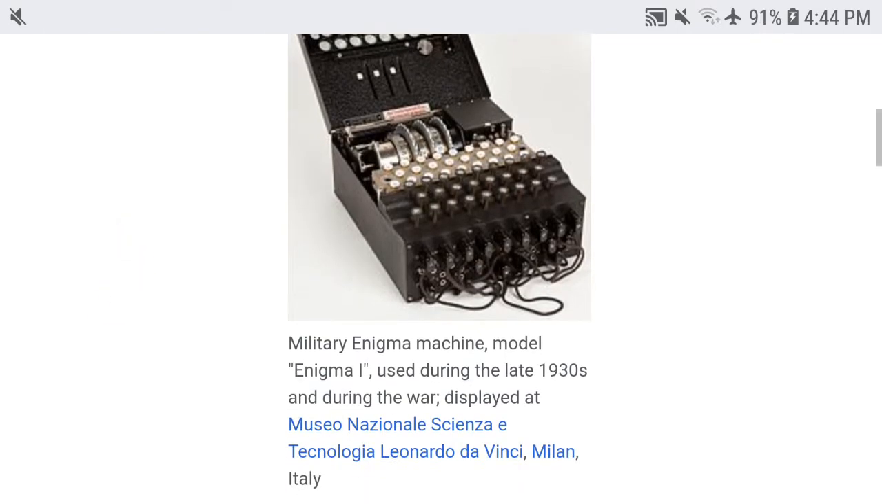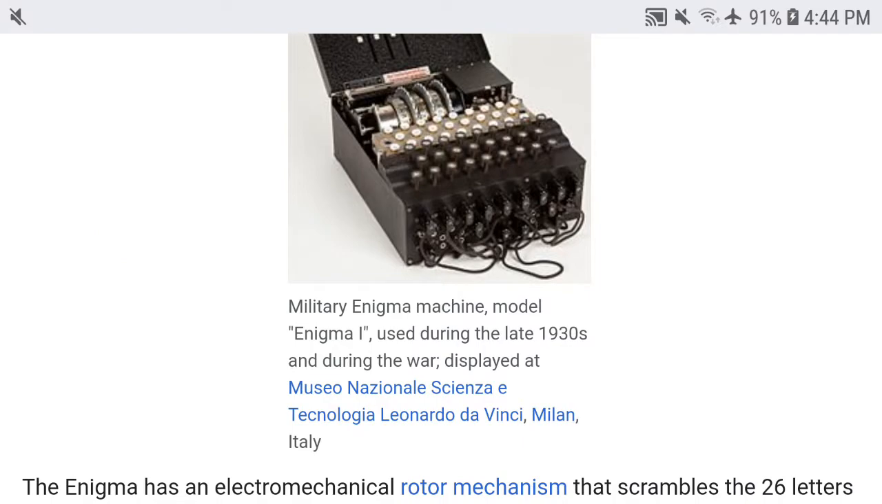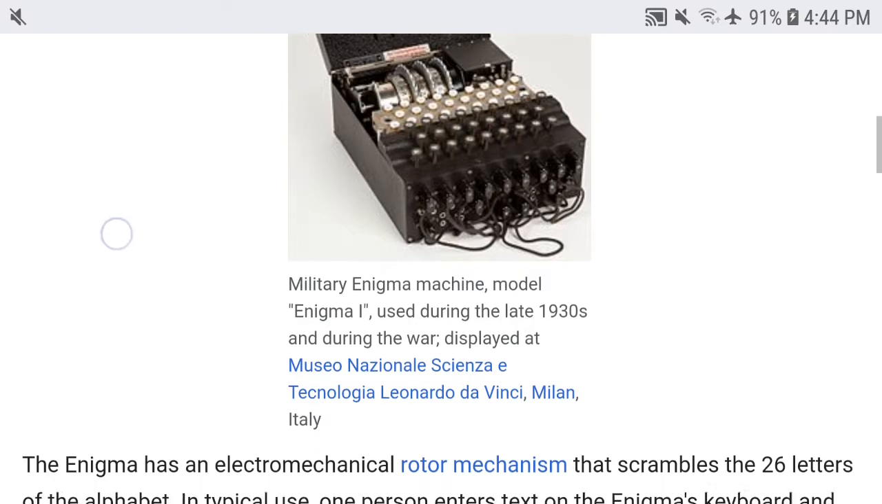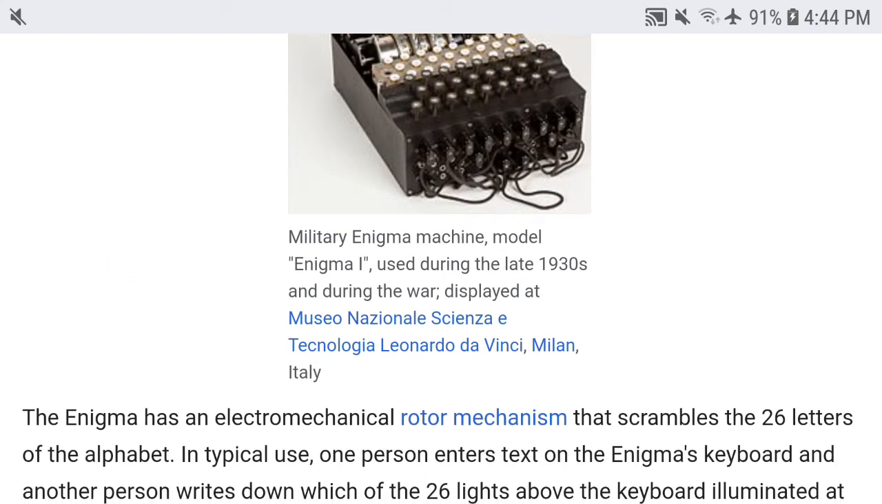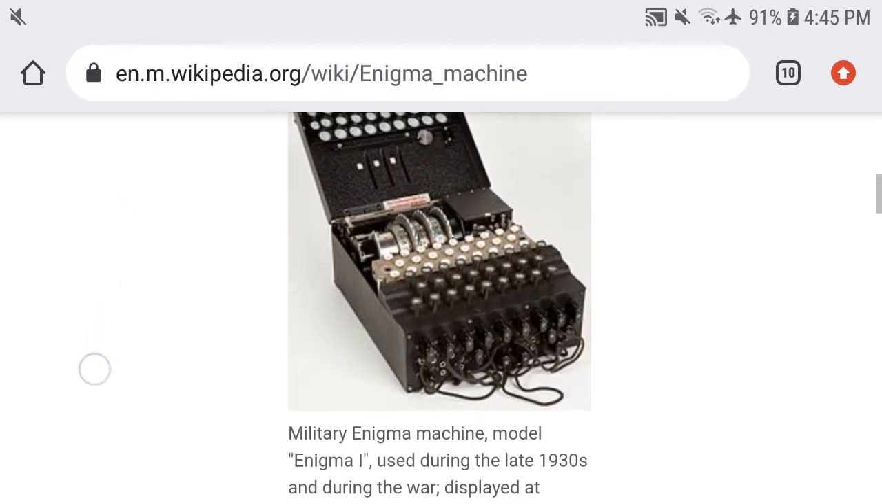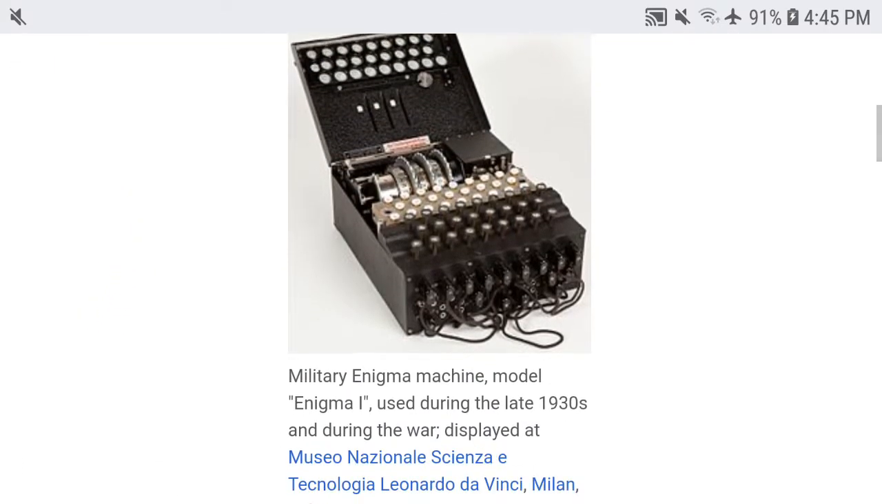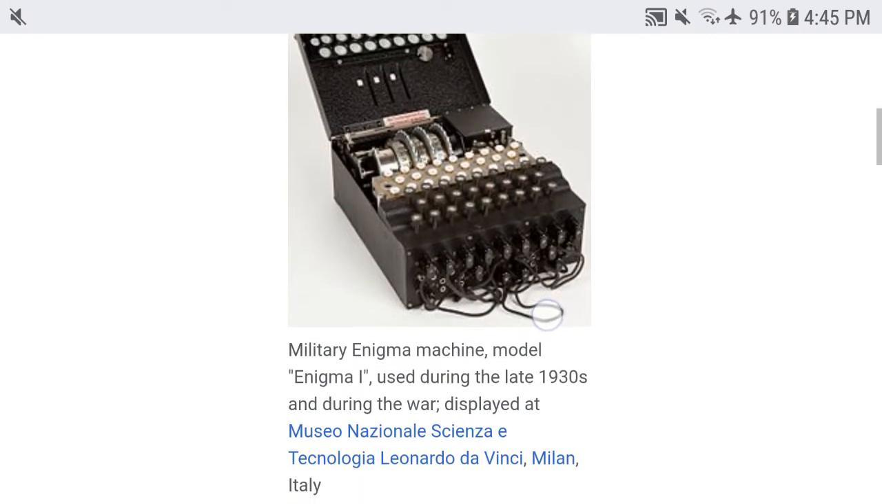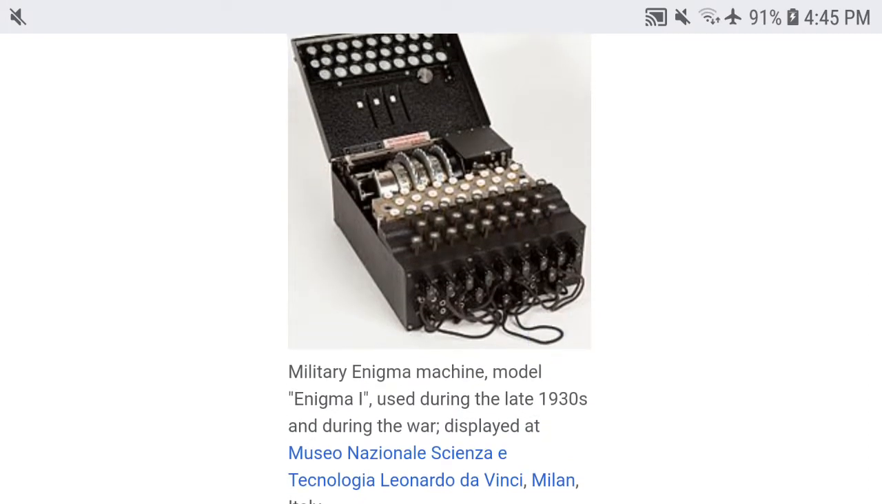But yeah, military Enigma machine model Enigma 1, used during the late 1930s and during the war, displayed at Museo Nazionale Scienza e Tecnologia Leonardo da Vinci, Milan, Italy. Okay, this is probably the original Enigma 1. So as you can see over here, there is this cable. The cable was supposed to connect two letters so that they will be swapped, I believe, as the base of the swapping mechanic.